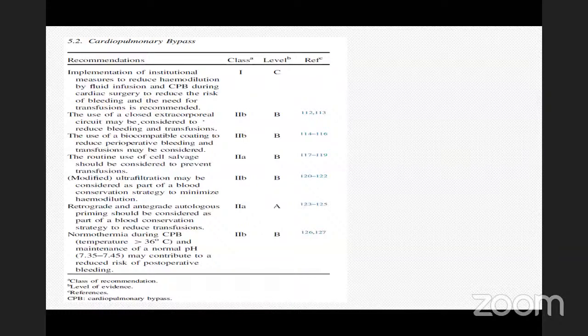Retrograde and antegrade autologous priming should be considered as a part of a blood conservation strategy to reduce transfusion. This is class 2A, level A. Normothermia during cardiopulmonary bypass, with temperature more than 36 degrees Celsius, and maintenance of normal pH may contribute to reducing the risk of postoperative bleeding. This is class 2B, level B.